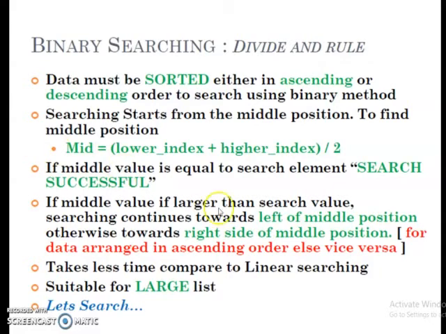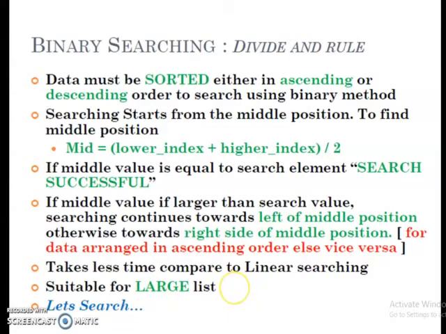If the middle value is larger than the search value, searching continues towards the left of the middle position, otherwise towards the right of the middle position. This method you can follow for ascending order, and for descending order you do it in reverse, that is the second half first, then the first half. It takes less time compared to linear searching because in every iteration we compare with the middle element. Linear search is suitable for small lists and binary search is suitable for large lists.